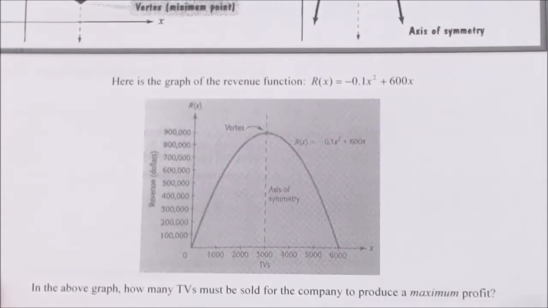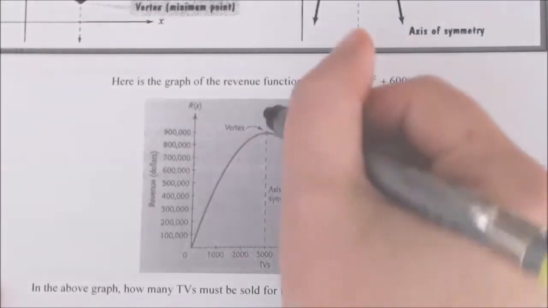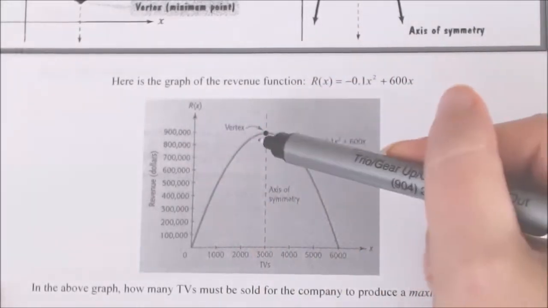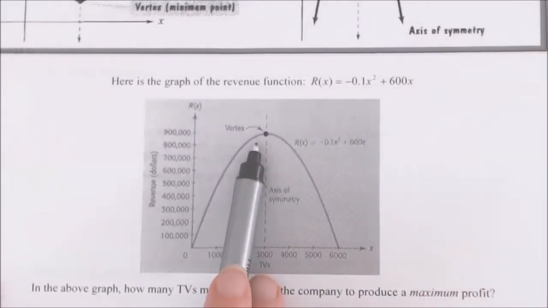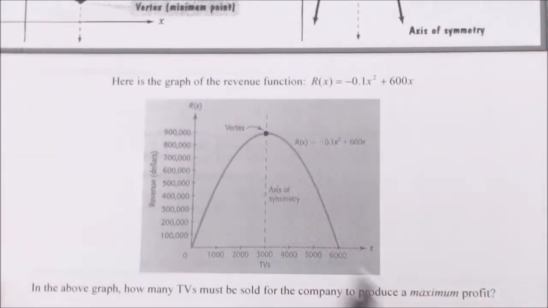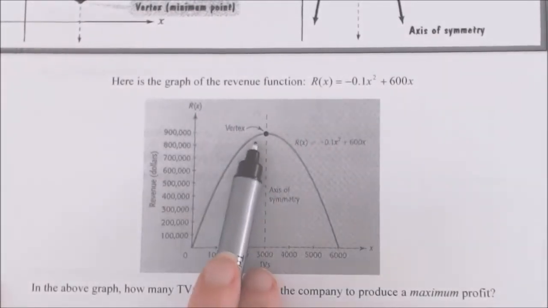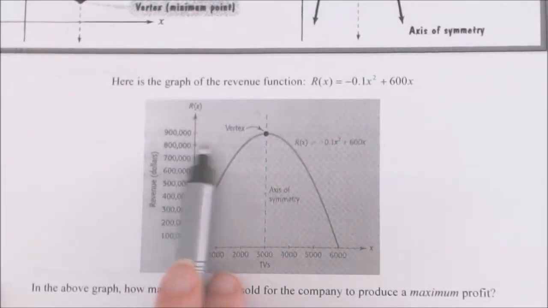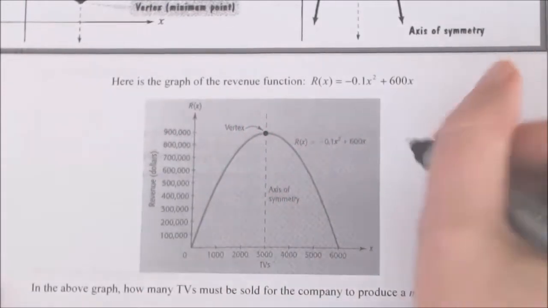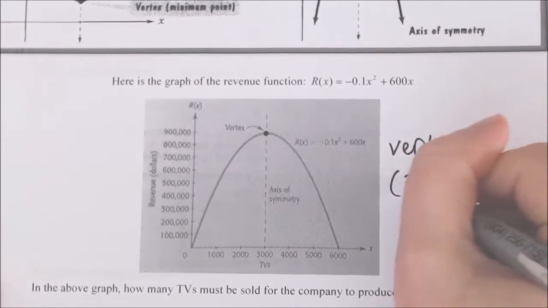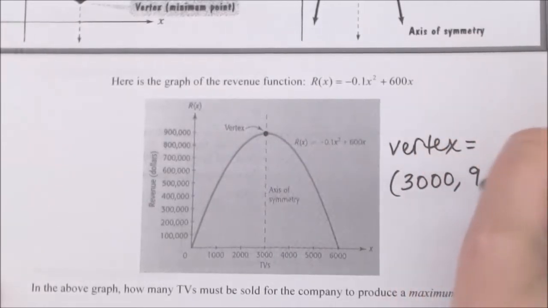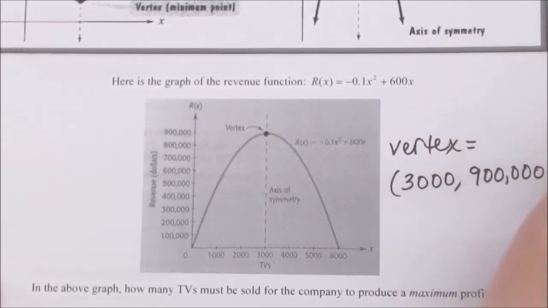So the question says, in the above graph, how many TVs must be sold for the company to produce a maximum profit? They're essentially asking you for the maximum, which is the vertex. So that point right there, it looks like it's at 3,000 televisions. They'll make a maximum revenue. And actually, I used the wrong word here. I said profit. I should have said revenue. But the maximum revenue, it looks like, is about $900,000. So the vertex, the coordinates for it are 3,000 and 900,000.